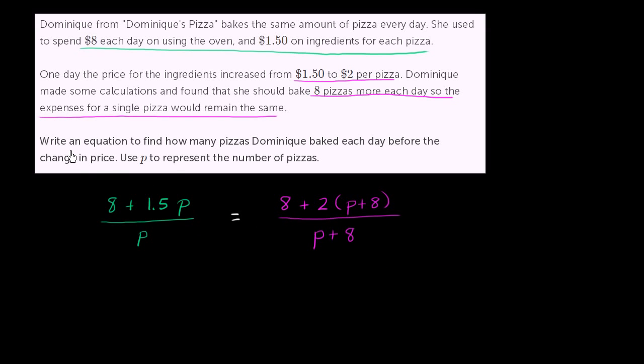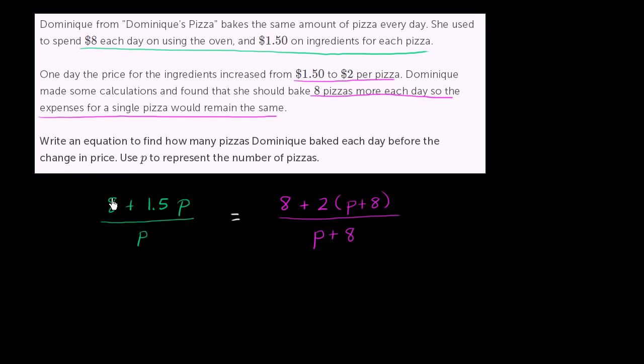So we did that first part, or we did what they asked us. We wrote an equation to find out how many pizzas Dominique baked each day before the change in price, and we used P to represent the number of pizzas. But now for fun, let's actually just solve for P. So let's just simplify things a little bit.